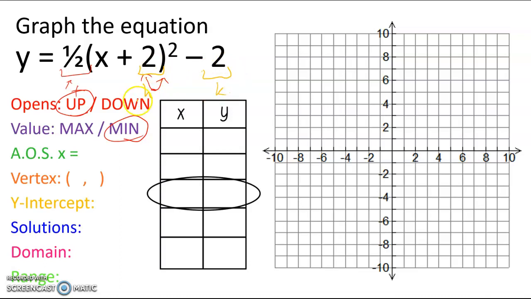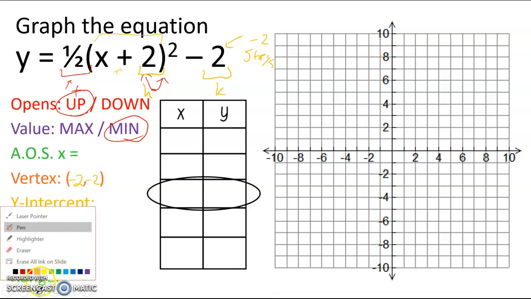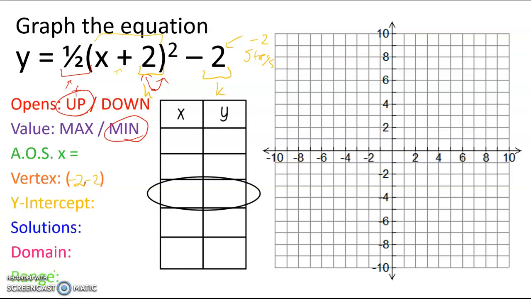My h value is 2. Now remember, it's inside these parentheses here, so I have to flip whatever this sign is. So it's plus 2, so when I put it as my x value of my vertex, it's going to be a negative 2. And then the k value that's on the outside of the parentheses, that stays the same. So this k value over here stays as negative 2.